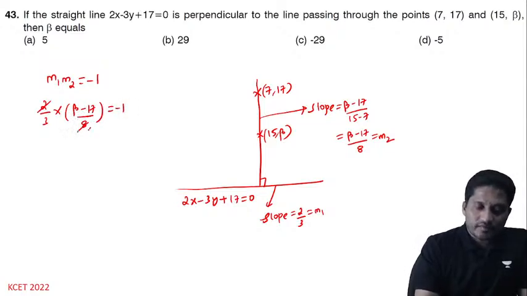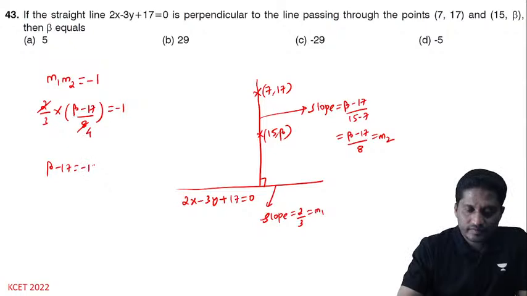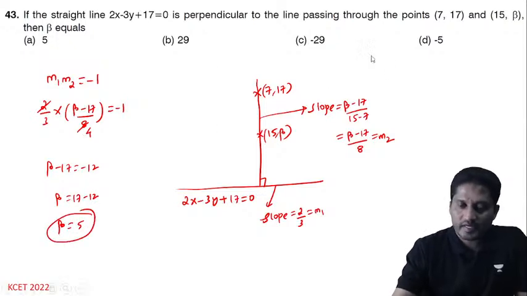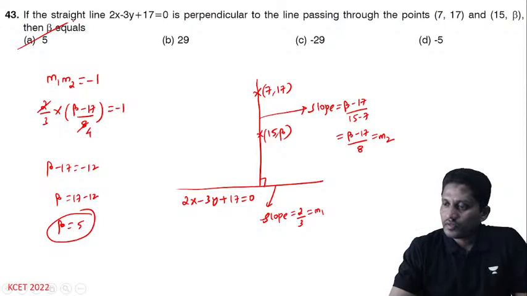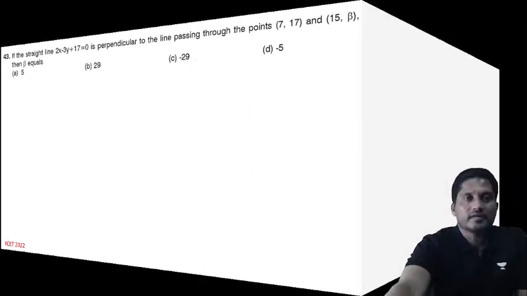This will cancel 4 times. Beta minus 17 is equal to minus 12. Beta is equal to 17 minus 12. Beta is equal to 5. Right, answer is option A. Let's move to the next question.